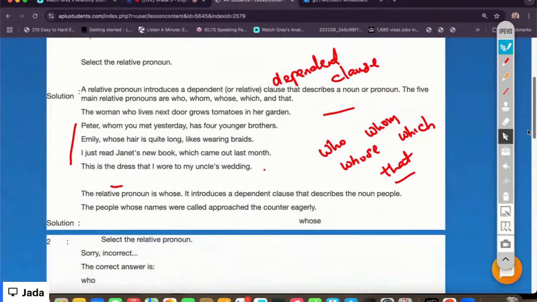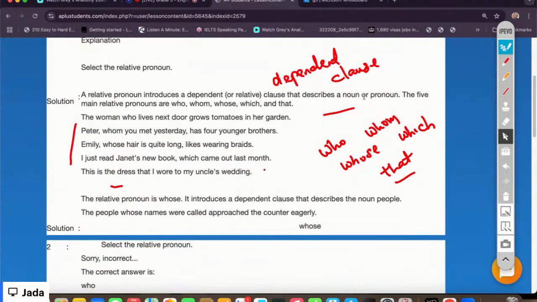But before we move on, can you make sentences? Each of you can just choose any of the relative pronouns: who, whom, whose, which, and that. You can choose any of them and just make a sentence with them before we move on. So I will expect your sentences. You can send them.